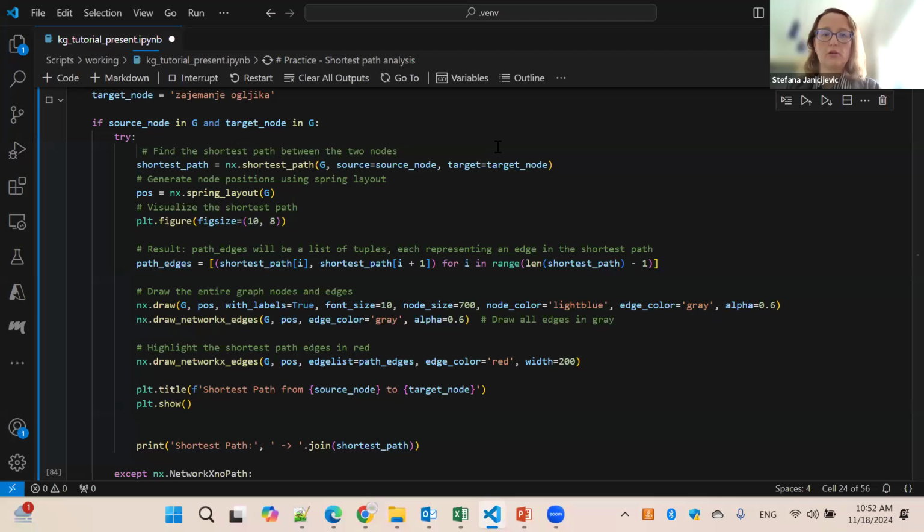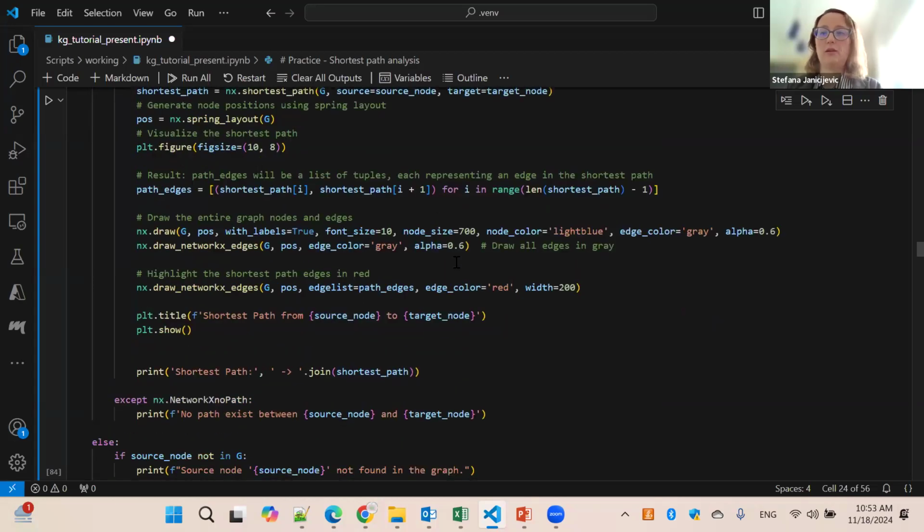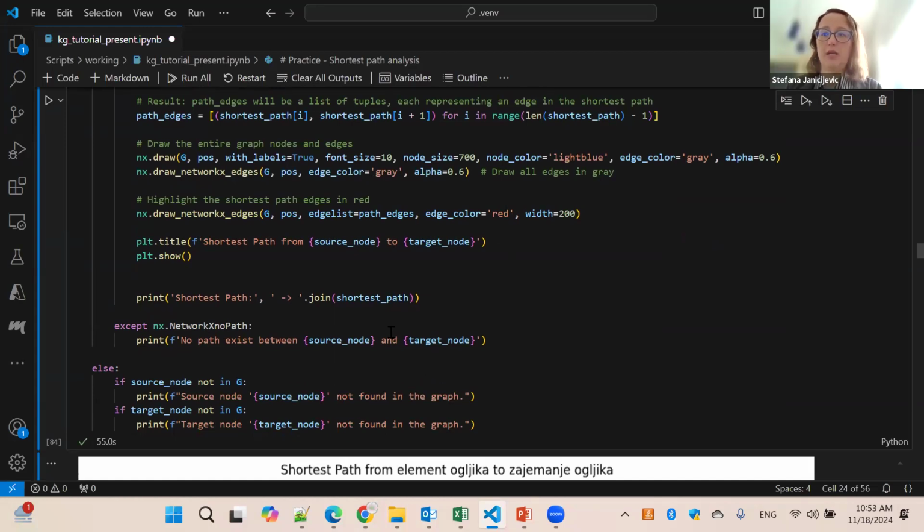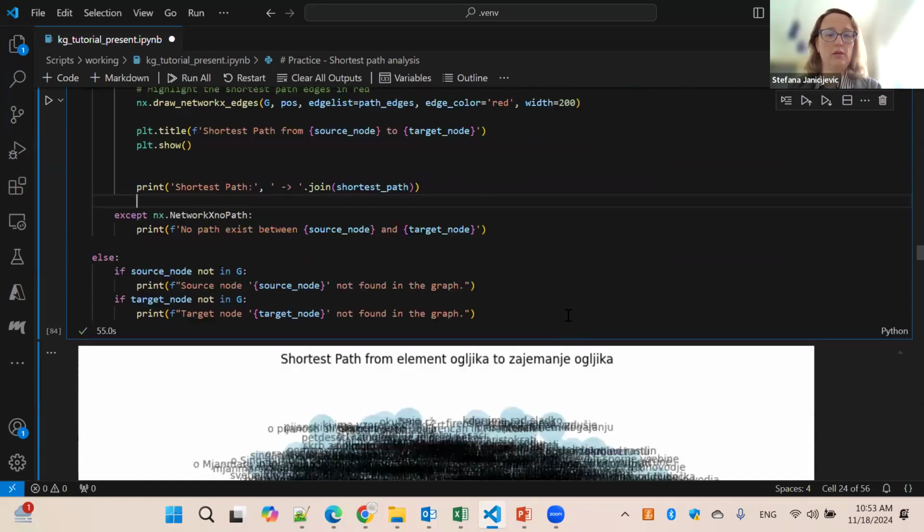I see some questions here, but maybe it's better to finish this part first, and after that we can talk. So we also create a tuple representing edges between two consecutive nodes: shortest path from e and shortest path from e plus 1. This is the tuple representing edges. As a result, we have path edges at the end here, a list of tuples, each representing an edge in the shortest path. We will draw everything and highlight the shortest path with a red line like this, and make the output, and we can see.